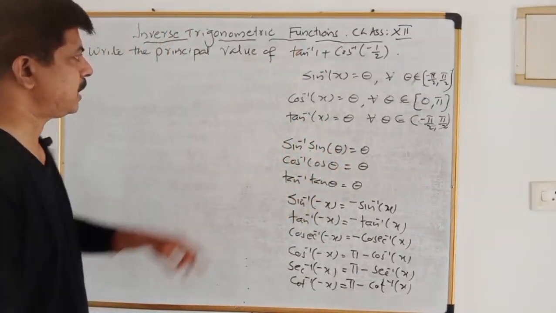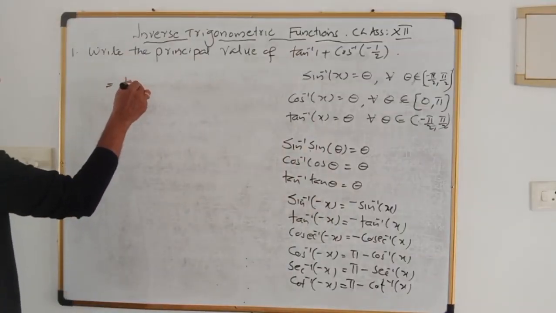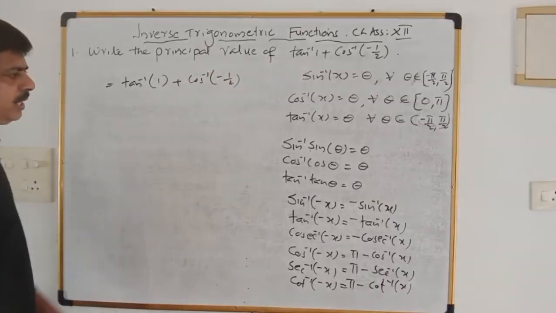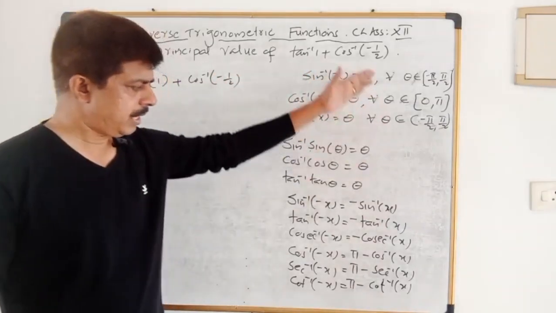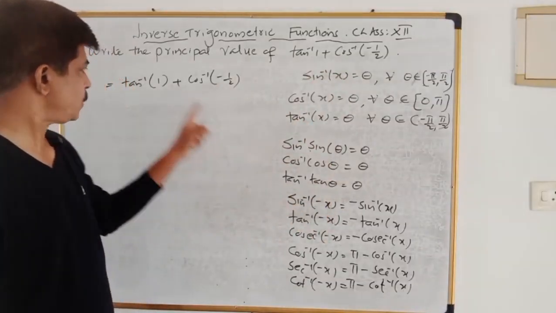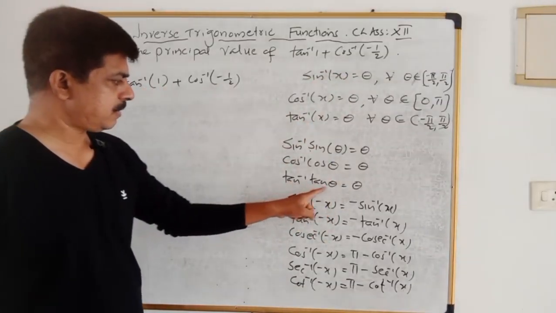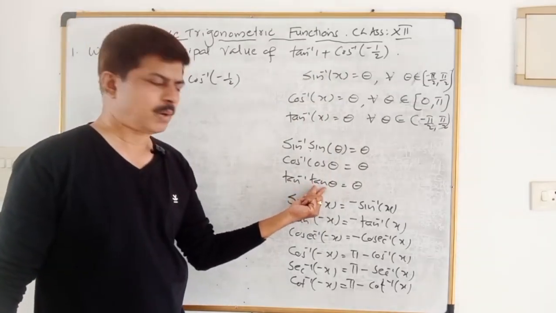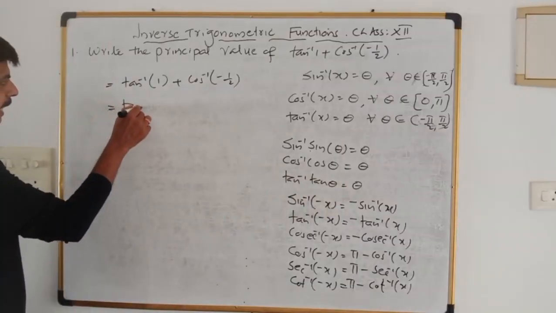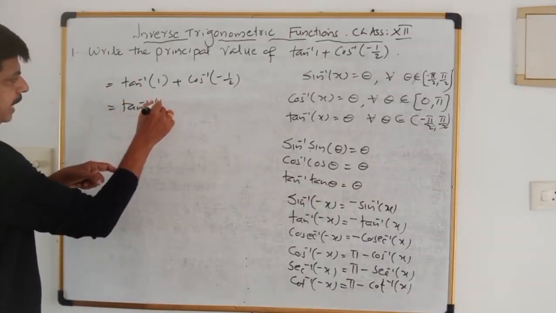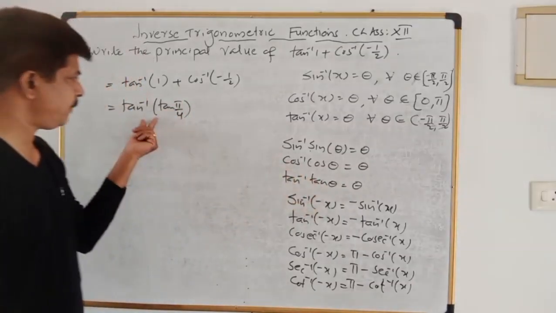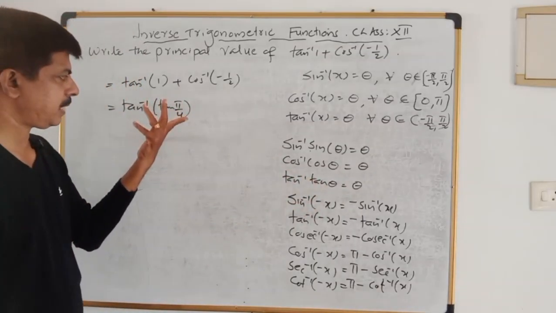Let us try our first question. We have tan inverse 1 plus cos inverse negative 1 by 2. We have to learn this thoroughly by heart. So we are going to take these substitutions to simplify the expression. Here for tan inverse 1, we should try to apply the property tan inverse tan theta is equal to theta. So 1 can be expressed as tan pi by 4, since tan pi by 4 is 1. So tan inverse tan pi by 4 can be written as pi by 4.